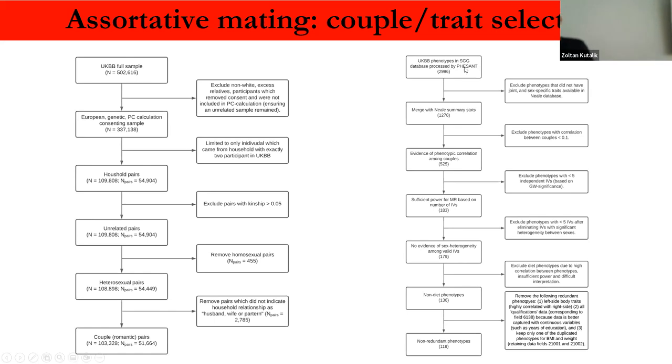In terms of traits, we looked at a pretty large number of traits, but only traits that show a phenotypic correlation between partners of at least 0.1, which already narrowed things down. And eventually, with a couple of other filters, of course, we want to do an MR, so it has to be instrumentable. So we wanted to have at least 5 independent instruments and so on. In the end, we ended up with 118 non-redundant, arbitrarily chosen phenotypes.